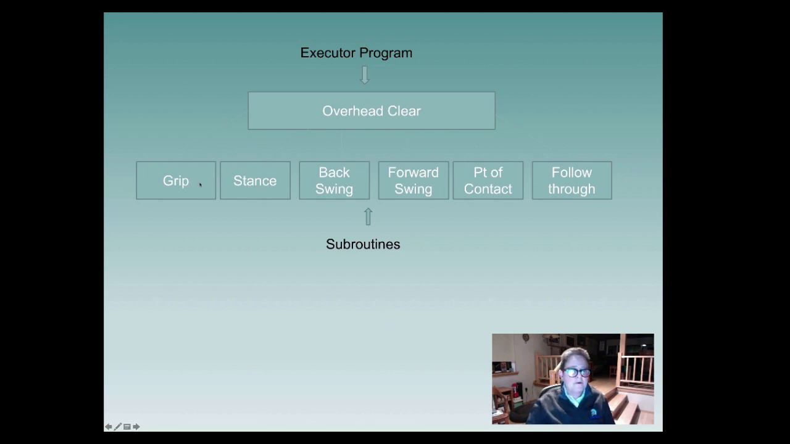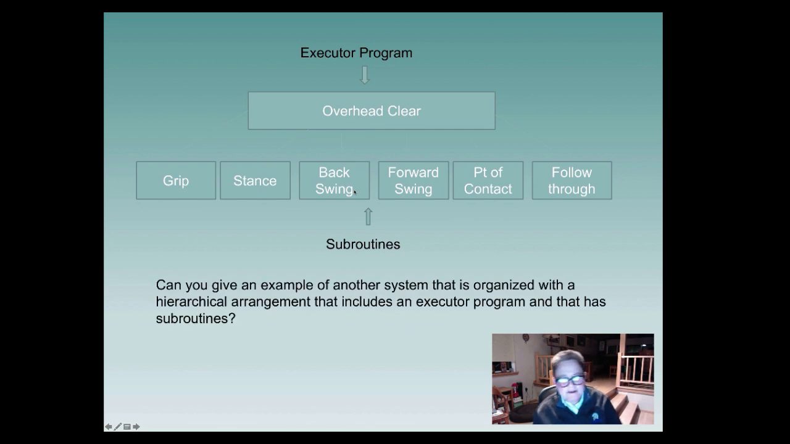Underneath the executive program are several parts of what you have to do in order to meet that executive program. These are called the subroutines. You'll notice that there's a grip, stance, a backswing, a forward swing, a point of contact, and then there's a follow through. So each one of these pieces is important to actually being able to execute this executive program called the overhead clear. Can you give an example of another system that's organized with a hierarchical arrangement like this with executive programs and subroutines?